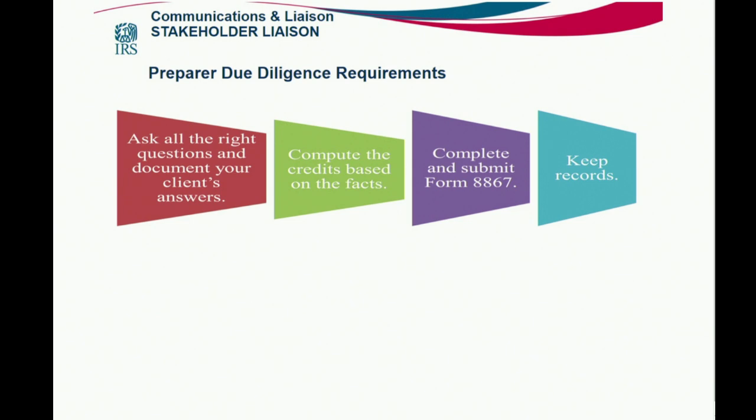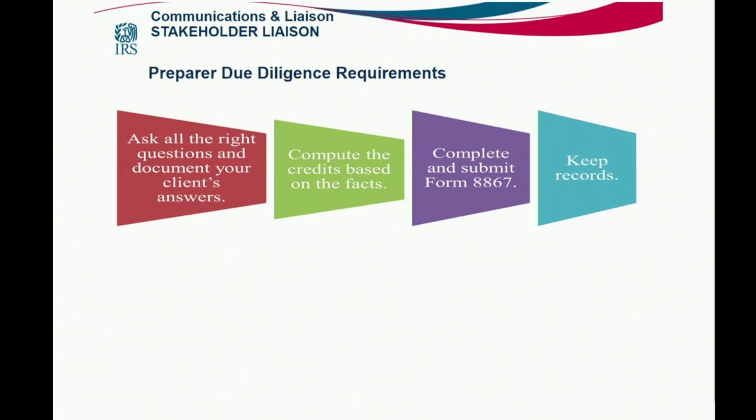Now to begin. Treasury Regulation Section 1.6695-2 describes the 4 due diligence requirements a paid tax return preparer must meet when preparing a return or claim for refund, claiming the earned income tax credit, child tax credit, additional child tax credit, and/or the credit for other dependents, the American Opportunity Tax Credit, and/or head of household filing status. Now, I hate to be the bearer of bad news, but a paid tax return preparer can face potential penalties for not meeting the due diligence requirements.